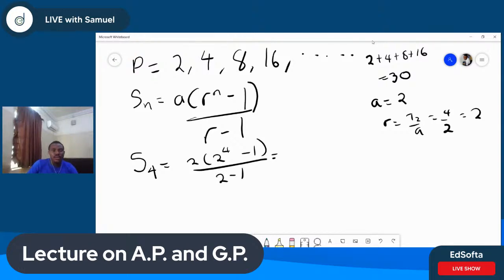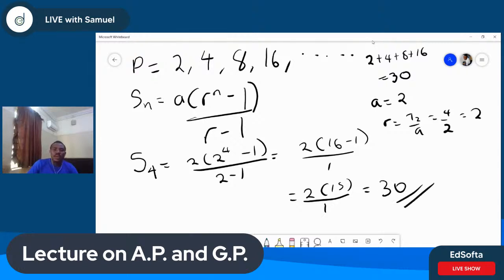So what do we have here? 2 raised to power 4 is 16, minus 1 is 15, times 2, all over 1, and that's 30. You see, we found the answer. Why? Because we're able to just use the formula.